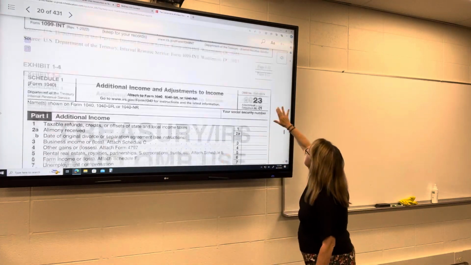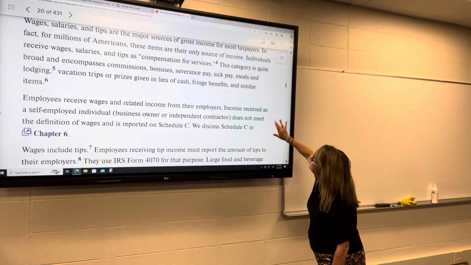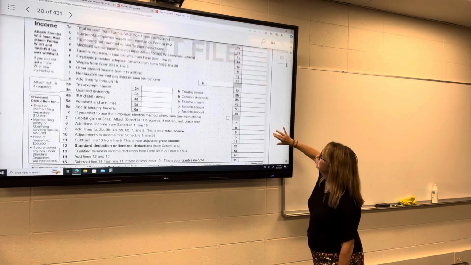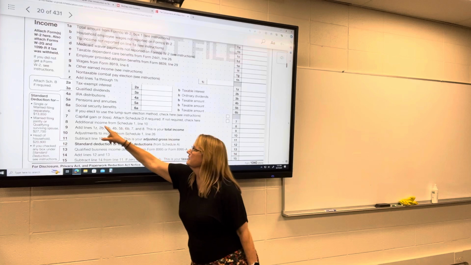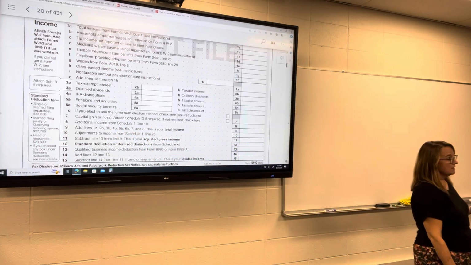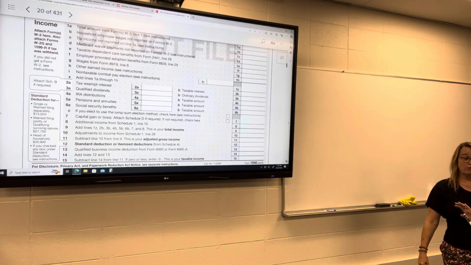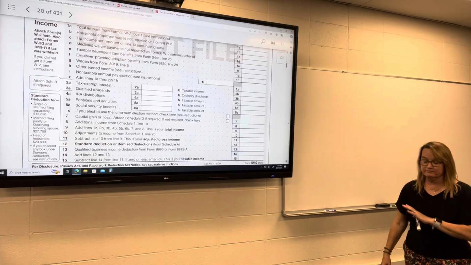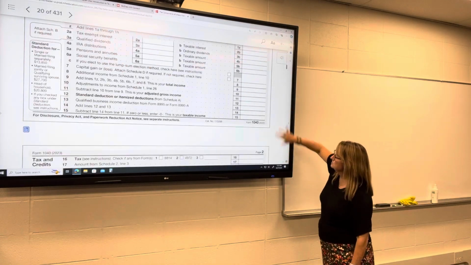So let's go back to that 1040, line 8, where it would go. Right here. Additional income from Schedule 1, line 10. I will give you a hint about these forms. The instructions are all there on the form. You just have to read it. And you have to read every single word of it. So it tells you what to do.